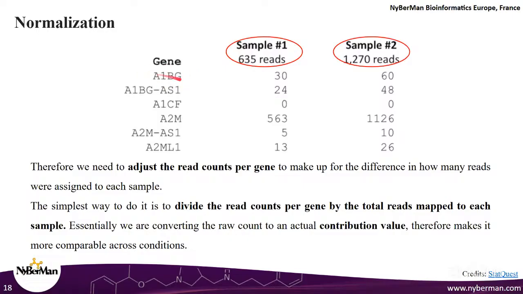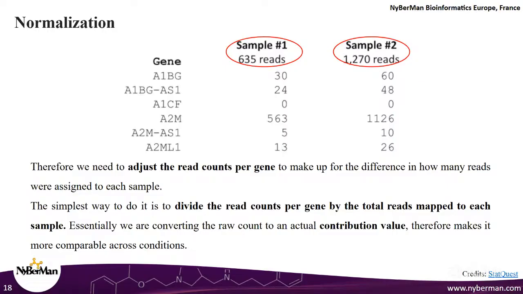So what we can do is, we can divide the read counts per gene by the total number of reads mapped for that sample. So if you divide 30 by 635, you will end up with something around 0.047. Now, for the same sample 2, you can divide 60 by 1270, and you will end up with the same 0.047. You can do it right now on your calculators, on your phone, whatever you want, and check.